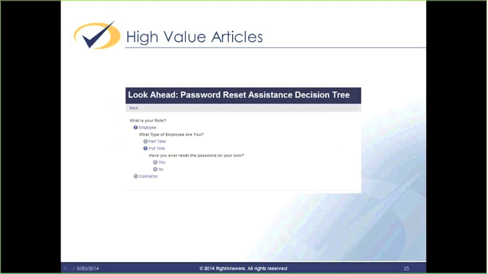And just a quick look at that entire path, just for this particular decision tree, you could see there's a difference between being an employee and a contractor, being full or part-time, right, and having ever reset your password on your own. Because if you've done it in self-service, we would direct you that way. If you haven't done it in self-service, maybe we would direct you a different way to sign up for that. And so a very basic question could have multiple possible answers.